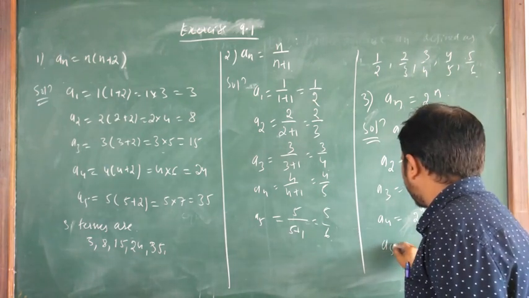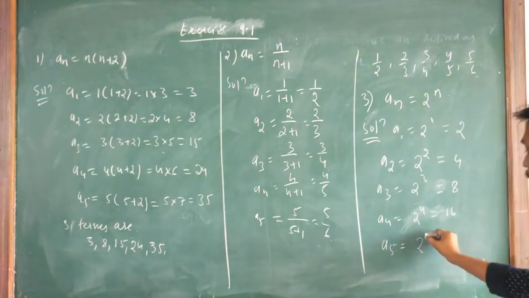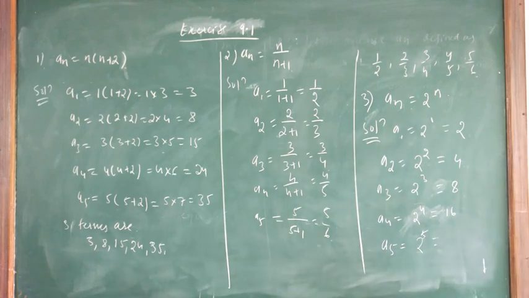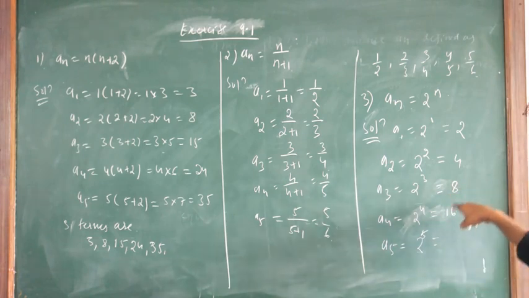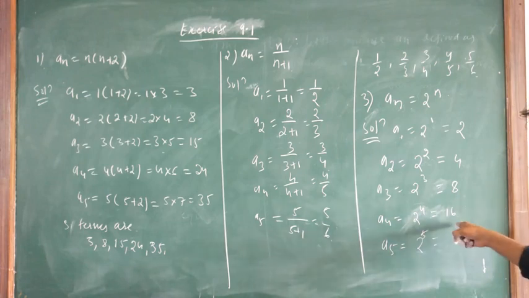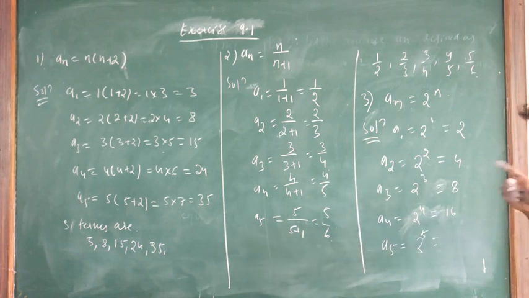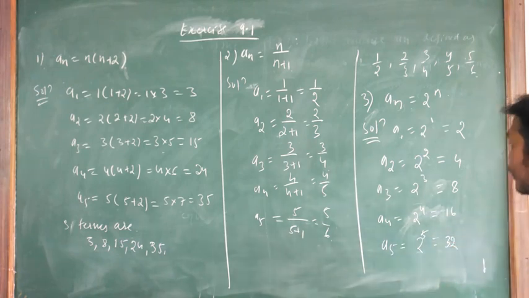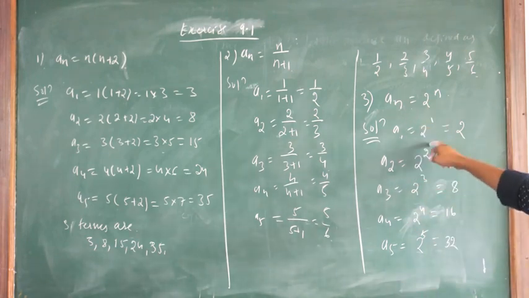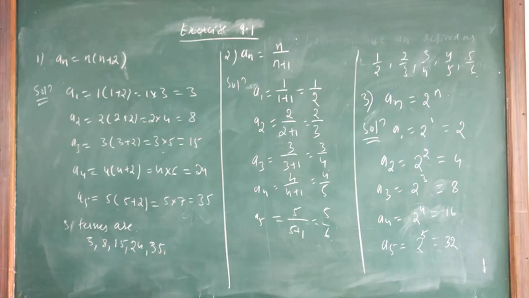And the fifth term, that is 2 to the power of 5, equals one more 2 multiplied. That is 2 into 2 into 2 into 2 into 2. The 4 terms give 16, and next another 2: 16 into 2 is 32. These are the 5 terms of the sequence.